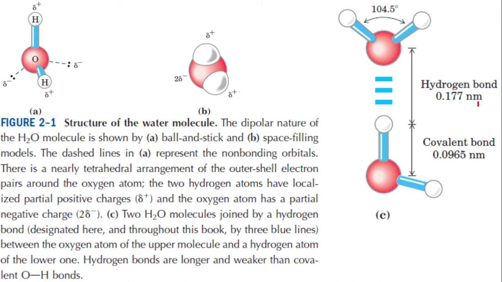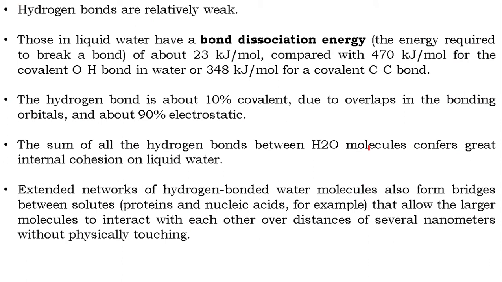0.177 nanometer is the length of this hydrogen bond. While look at the covalent bond between oxygen and hydrogen, it is 0.0965, which is shorter. Covalent bond or hydrogen bond, hydrogen bonds are relatively weak.